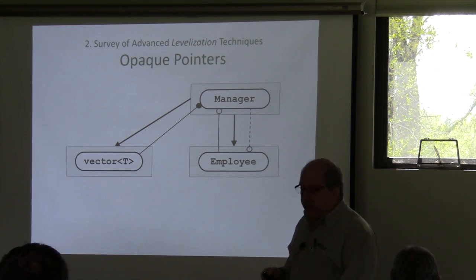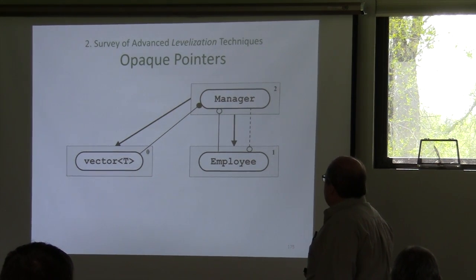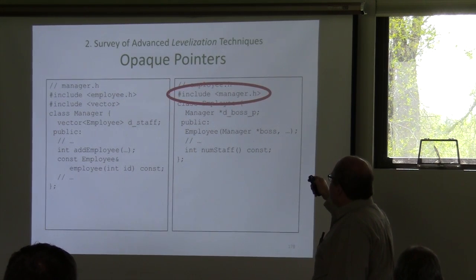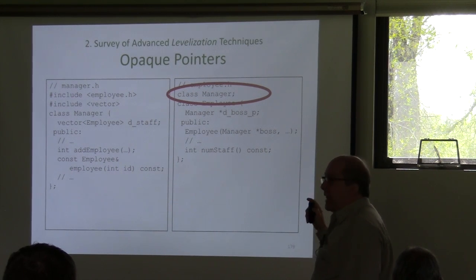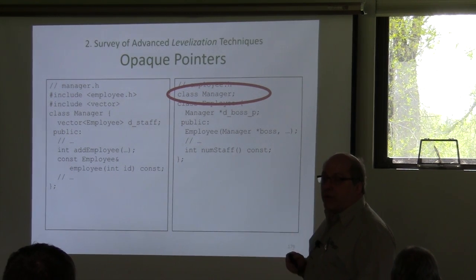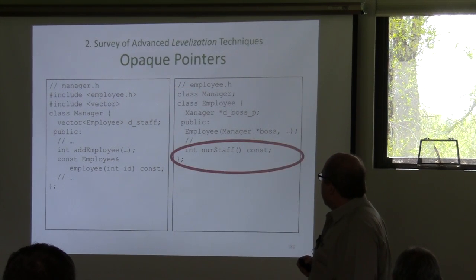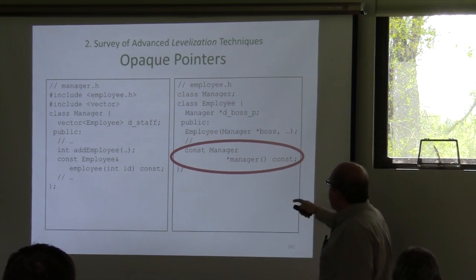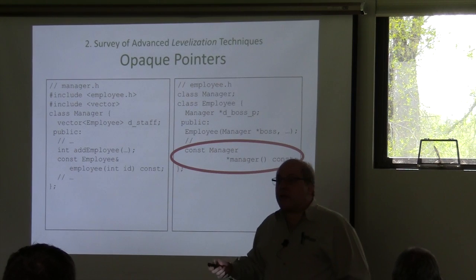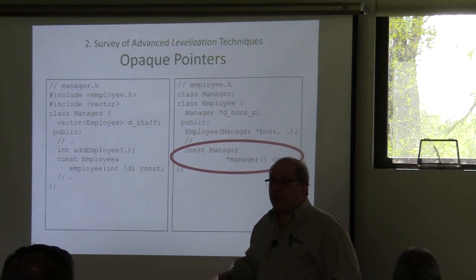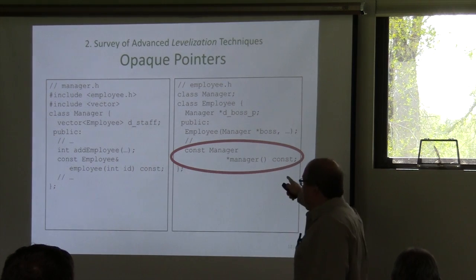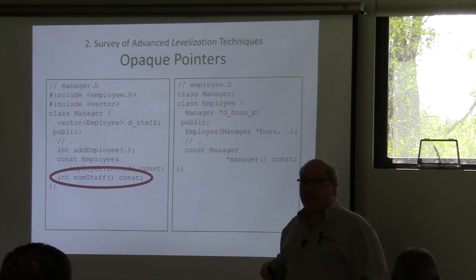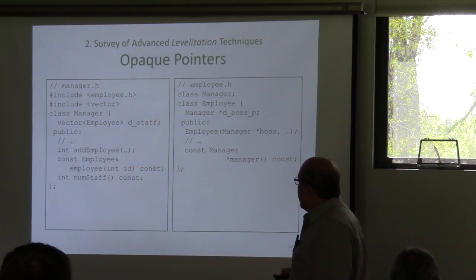So we have to do things a little differently. What we're going to do is the employee is not going to include the manager. The employee is going to say class manager. And nowhere in the component will the employee include the manager. And then this function here is going to have to change. This function here is going to be tell me your manager instead of how many people are in your manager's group. Who is your manager? I can do that. Then over here we're going to say manager is going to have the num staff function that says how many people are in your group.